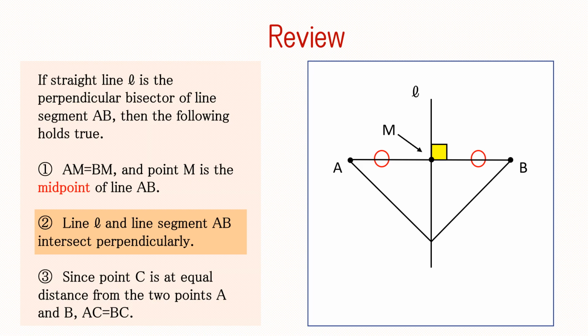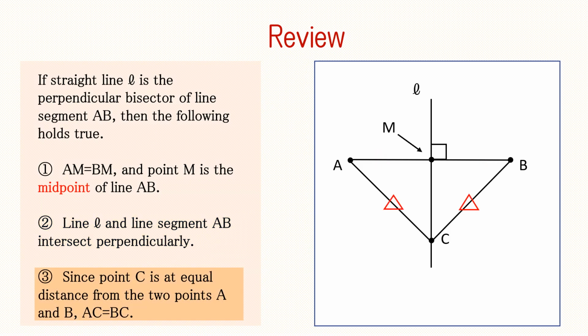Second, line L and line segment AB intersect perpendicularly. Lastly, since point C is at equal distance from the 2 points A and B, AC equals BC. That concludes this lesson.